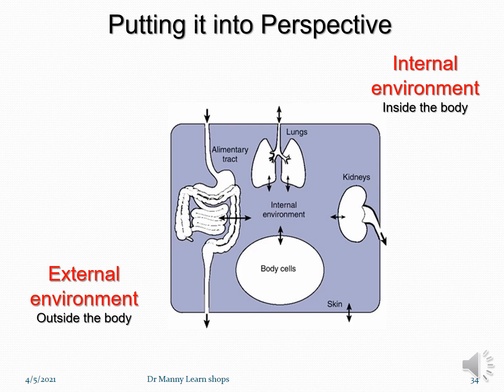So putting it all together, you've got the internal environment, which is inside the body, and you've got the external environment, which is outside the body. When it comes to the alimentary tract or the gastrointestinal system or the digestive system, water and food go in. Anything that the body doesn't want is excreted as feces.